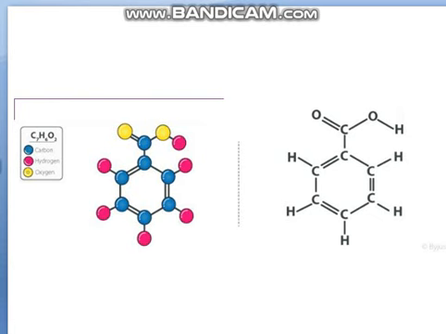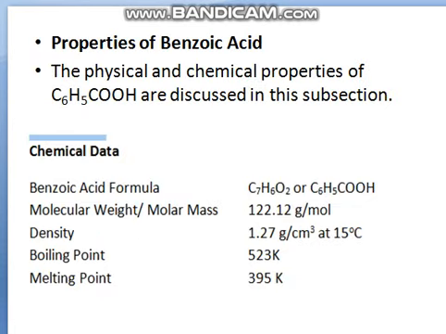Next are properties of benzoic acid. The physical and chemical properties of C6H5COOH are discussed in this section. Chemical data is given below. You can see the benzoic acid formula as I told you. Then the molecular weight is 122.12 gram per mole. Density is 1.27 gram per centimeter cube at 15 degrees Celsius. Boiling point is 523 K and melting point is 395 K.